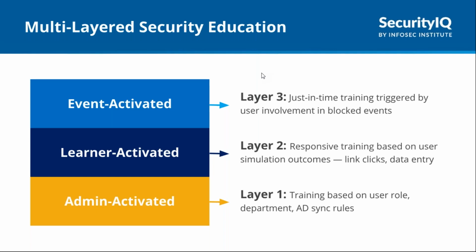And then lastly, and what we'll actually show you today, is what we call event-activated education. This is another form of just-in-time training, but rather than being activated by the learner initiating an activity, it's triggered by security events that your endpoint protection solution is detecting and blocking before they actually get to your end users.